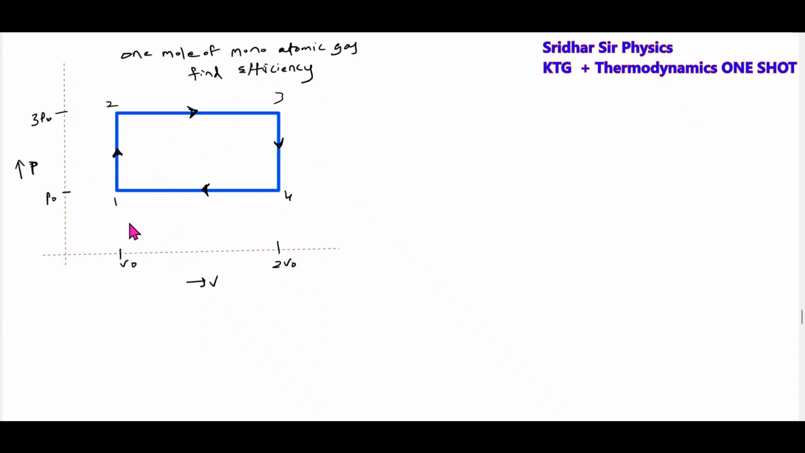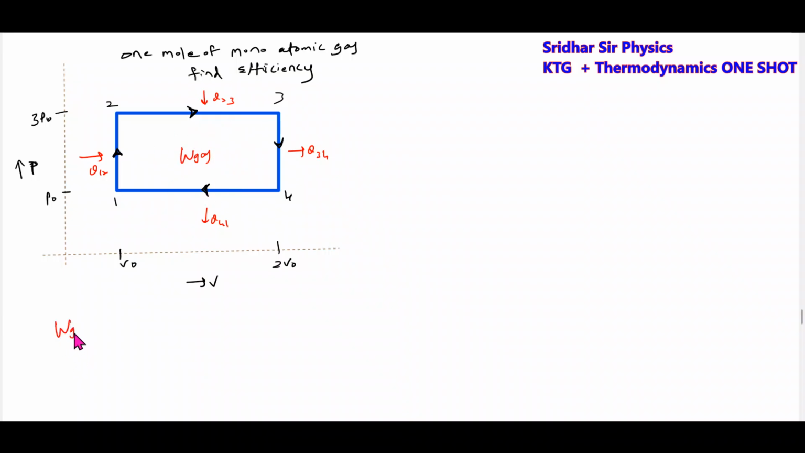What about 1 to 2? Isochoric process, so isochoric heating, heat is absorbed here. 2 to 3 isobaric, so isobaric heating. 3 to 4 isochoric cooling, heat is rejected. 4 to 1 isobaric cooling, heat will be rejected. Fine. Now we have to calculate the efficiency. Area under the graph will give the work done. It's a clockwise cyclic process, so net work done will be positive.